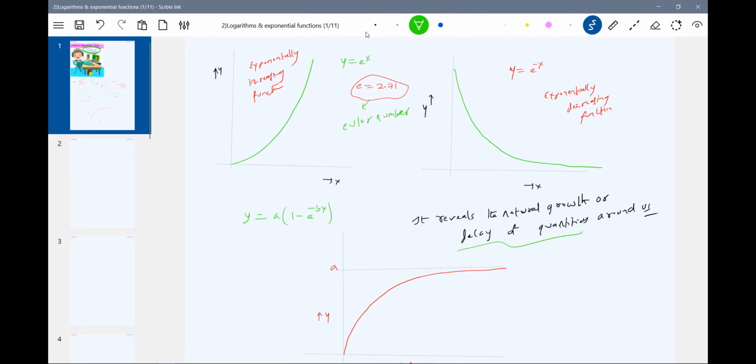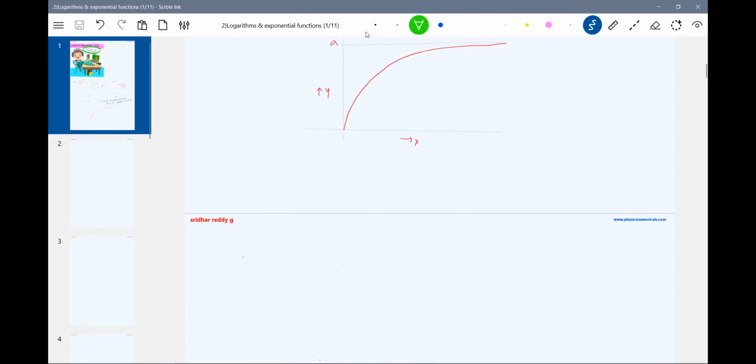Okay, we have to explore even the logarithms, no? So then what about the logarithm graphs? Like how will the log x graph be? That also we have to check, no? Okay, let's go for the logarithms.